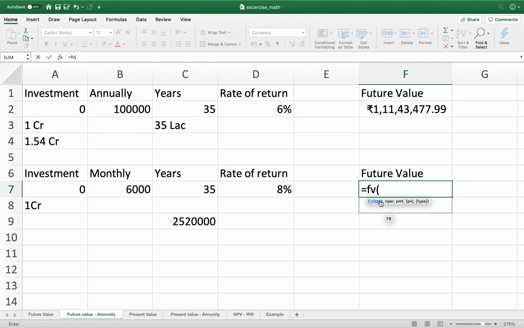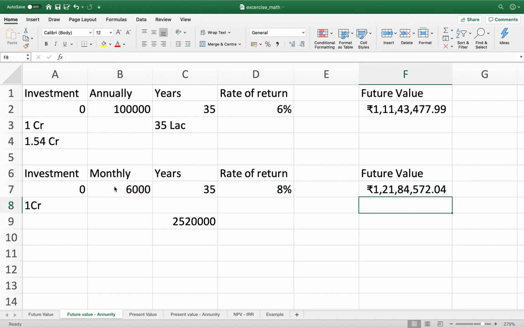So the rate has to be divided by 12. Per month rate would be the annual rate divided by 12. The number of periods now will become not 35 but 35 into 12, right? And then the payment every month you are going to give is 6,000. No initial amount, so present value is equal to 0.